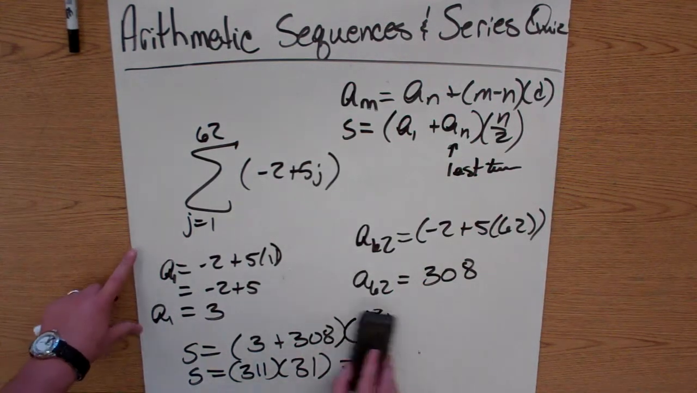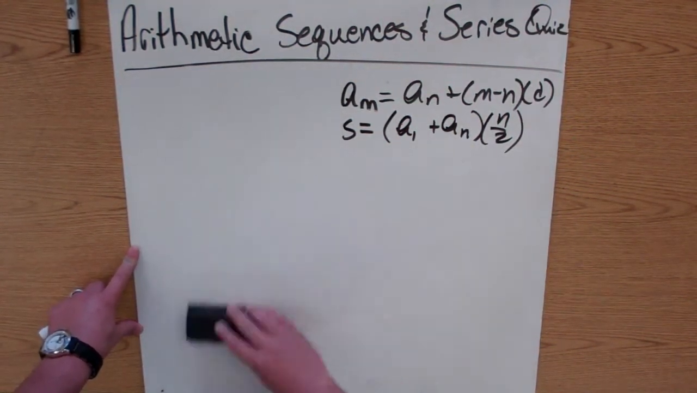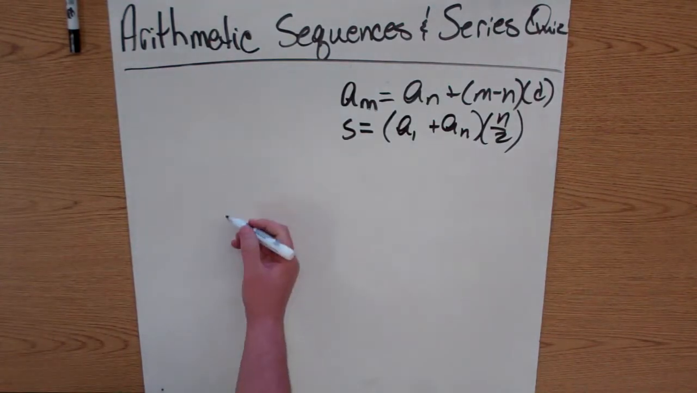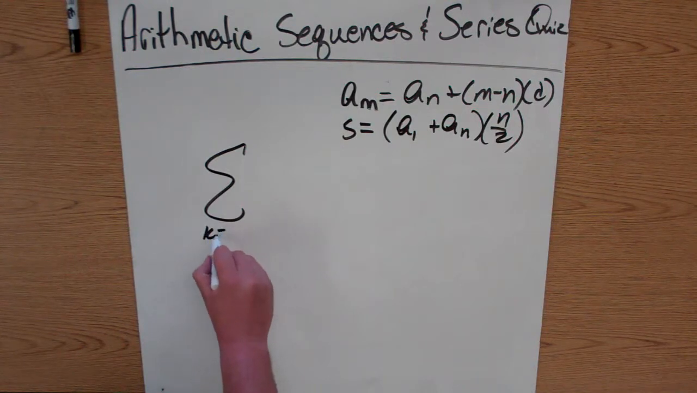All right. Number 6 works similar. Actually, it works the same way, just different numbers. So I'm going to do 6 just a little faster. All right. We have k equals 0.